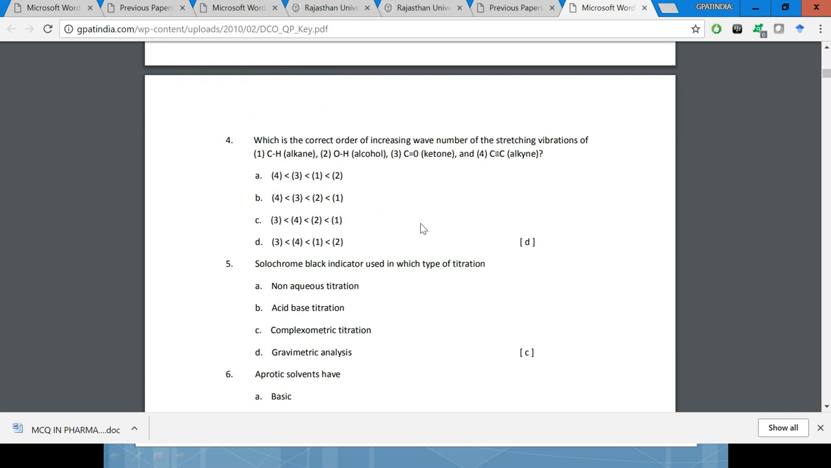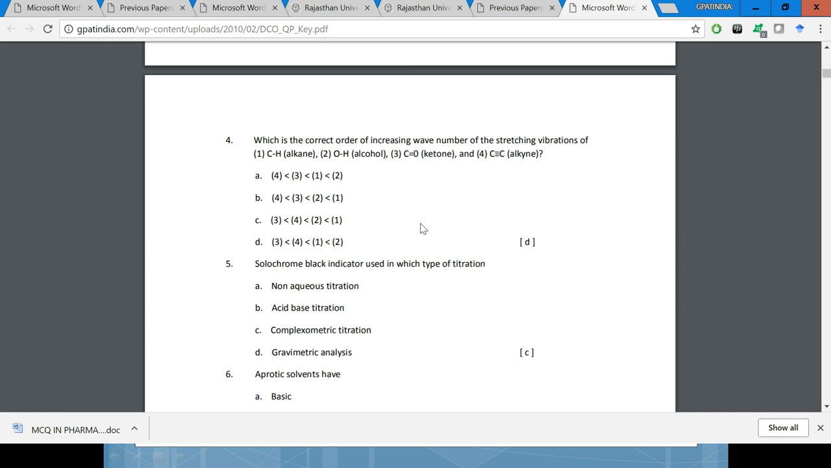So next question is related to IR, infrared, and very common in GPAT question papers. They are asking which is the correct order of increasing wave number of stretching vibrations of alkane, alcohol, ketone, and alkyne. If you remember those wave numbers, for CH and OH it ranges from around 2850 to 2960 centimeter inverse and 3200 to 3600 centimeter inverse for hydroxy groups respectively.